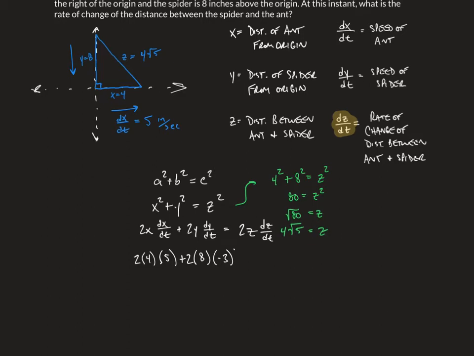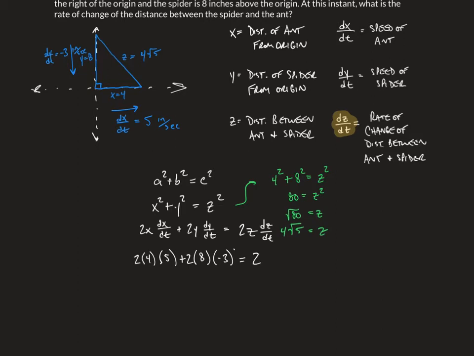But with the spider, it's getting closer to the origin, and this value here is decreasing. So the 8 is shrinking slowly and becoming a number closer to 0, while the x is growing and becoming a number greater than 0. So with the spider, dy dt, I'm going to refer to that as -3 inches per second.